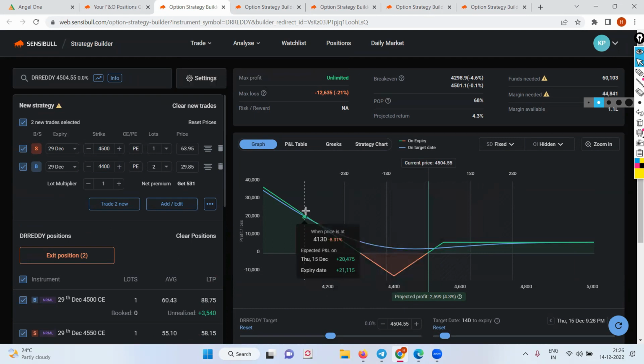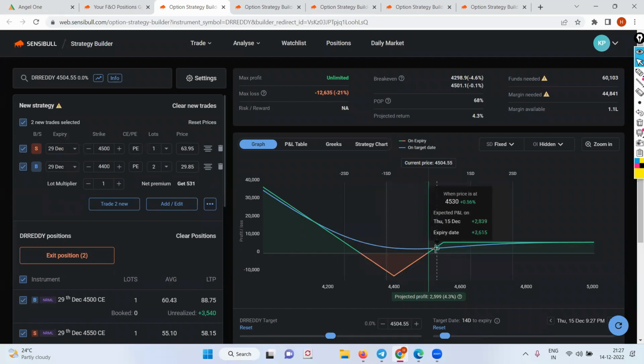Unlimited will be only when you have the huge gap down. But you still have 6,000 profit. If Dr. Reddy keeps going up, you will still have your 6,000 profit on a capital of 44,000. Now you decide. This is also view based, right?